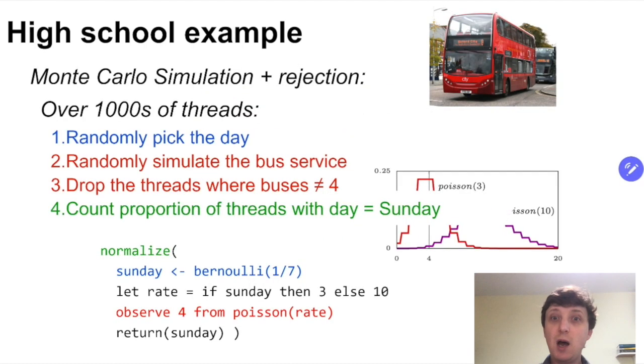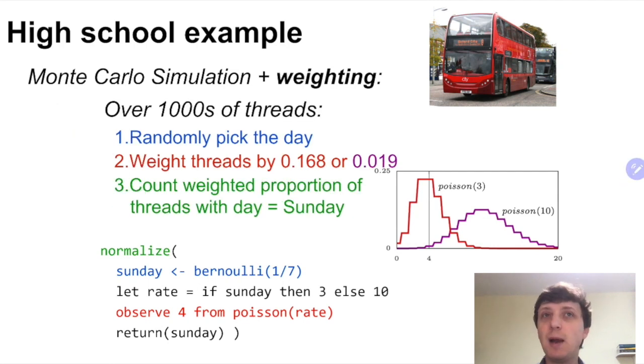So we talked about Monte Carlo simulation with rejection, where we run a generative model and throw away the things that don't match what our observations are. But we can do slightly better than that. It's very wasteful. We'll end up rejecting most of the threads in this buses example because they don't match. There aren't exactly 4 buses on those threads. To do better than that, we could do Monte Carlo plus weighting. It's very similar. We run through the program again thousands of times, but we don't throw away any of the runs. Rather, we weight the threads by their likelihood.